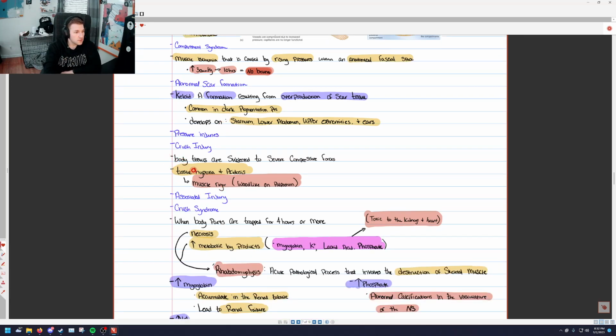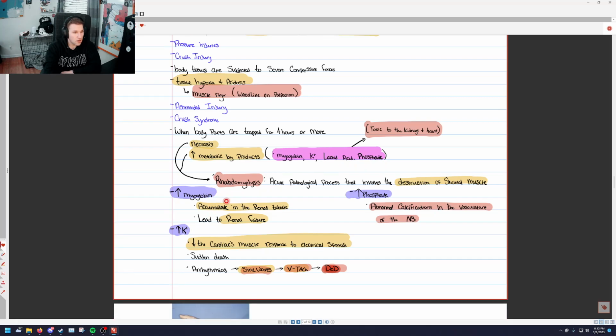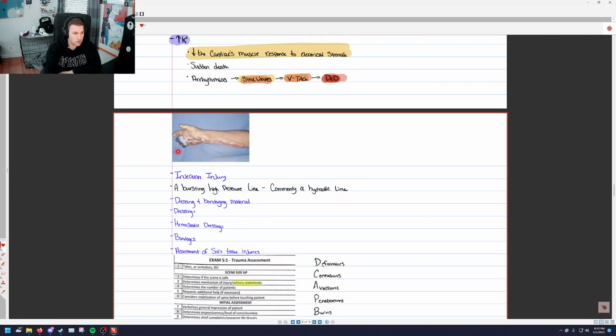Crush injuries here. We got our syndrome here. So when body parts are trapped for more than 4 hours, we're going to have signs of necrosis and increased metabolic byproducts. So we're going to see things like myoglobin, potassium, lactic acid, phosphate. And with these byproducts, they will cause rhabdomyolysis, which is going to be an acute pathological process that involves destruction of skeletal muscle. Very bad, no bueno.